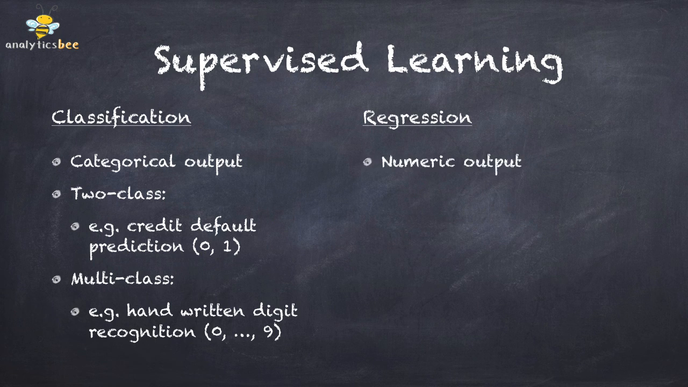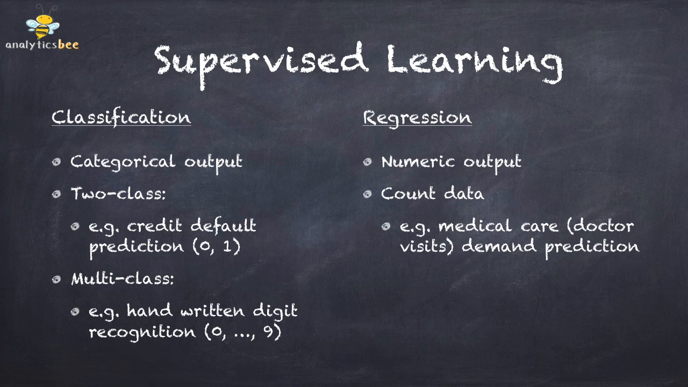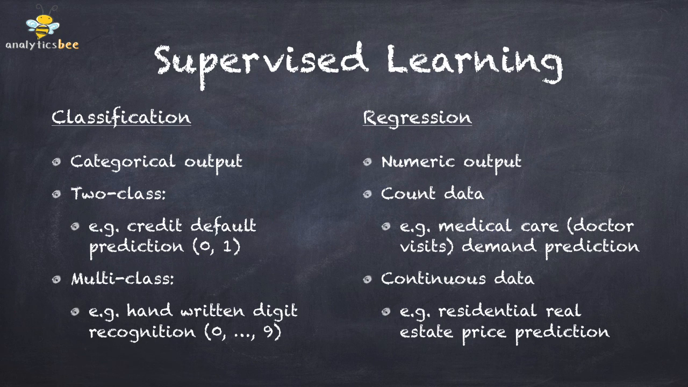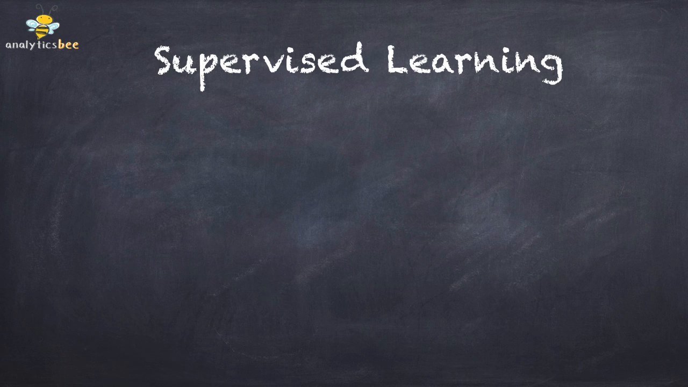Regression is concerned with problems where the output variable is numeric. One subtype of regression problems deals with count data. An example is the prediction of medical care demand measured in the number of doctor visits. Another subtype of regression problems deals with continuous data. One example of such problems is residential real estate price prediction.